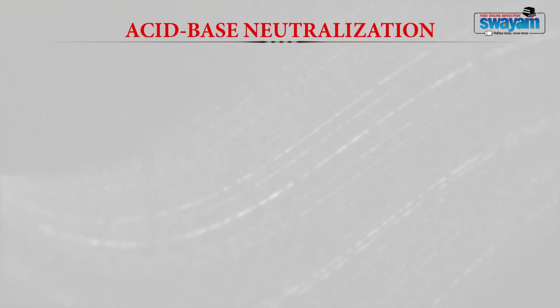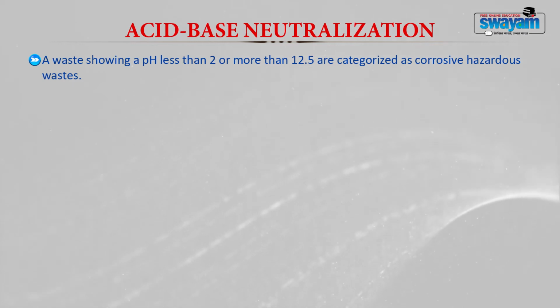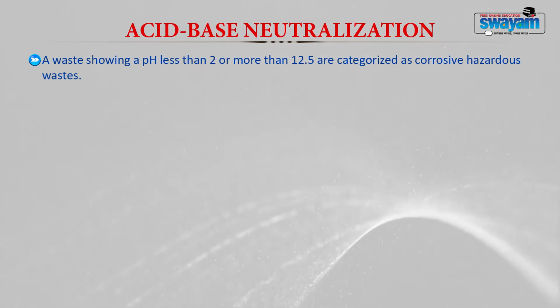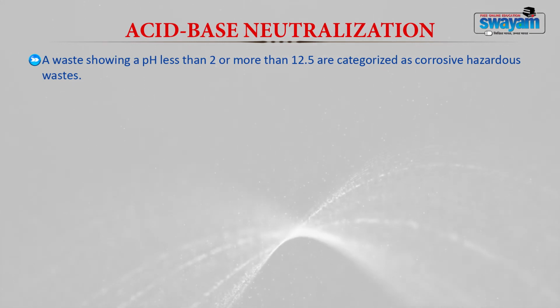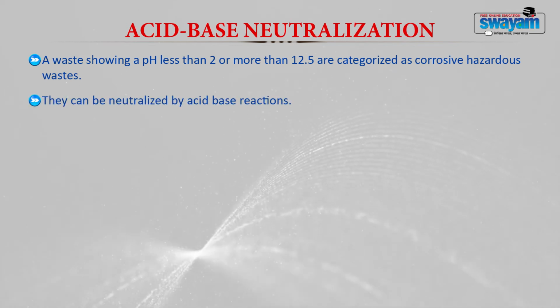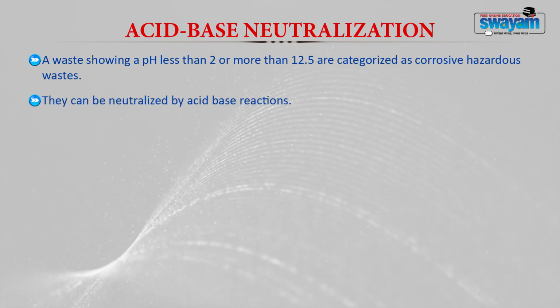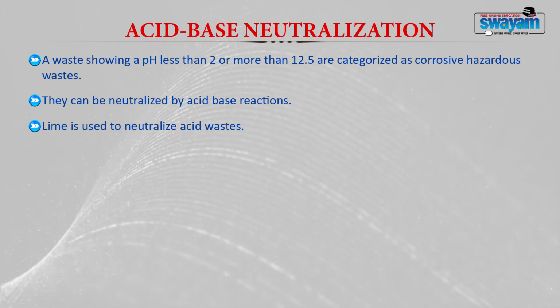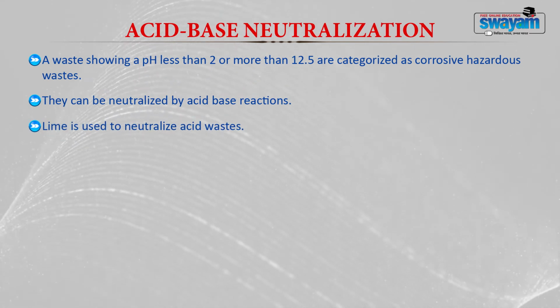The next one is acid-base neutralization. Now, a waste that has a pH less than 2 or more than 12.5 is generally categorized as corrosive hazardous waste. Now, it can be neutralized by an acid-base reaction. Lime is a very good agent to neutralize the acid waste.